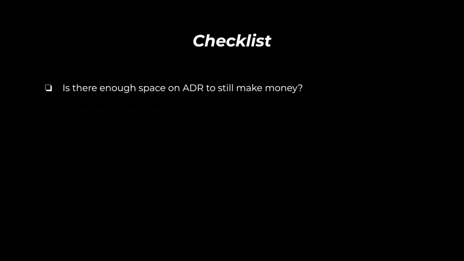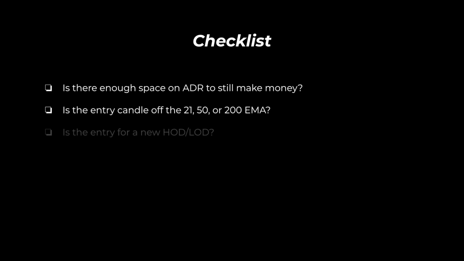Versus not even 1-to-1. The next question, if all of those parameters fit, if you're inside the Asian range, if the Asian range is valid, if ADR has space, everything looks good there, is the entry candle that you're looking at coming off a solid EMA? Is it coming off the 21? Is it coming off the 50? Is it coming off the 200? Is it coming off an EMA or is it floating out nowhere? Is it coming off the 8? We don't want to trade it if it's coming off the 8 with this system. It's got to be the 21, it's got to be the 50, or it's got to be the 200.